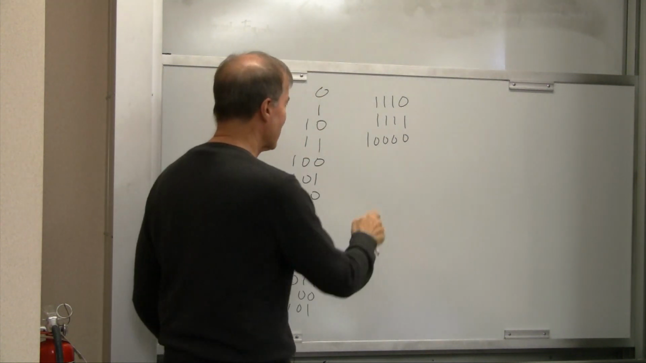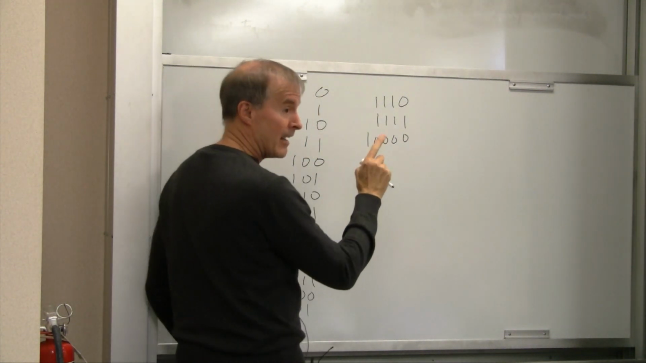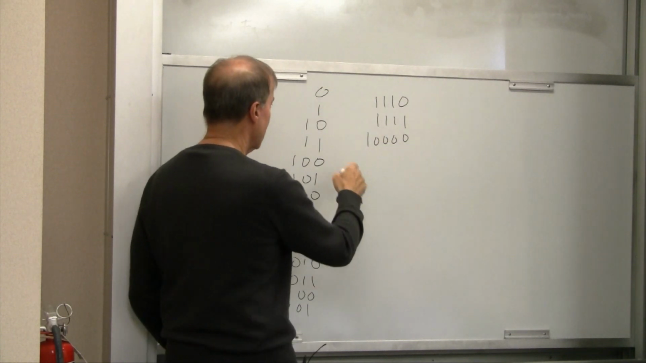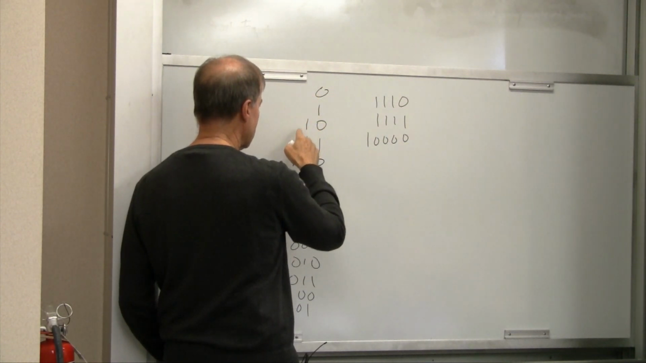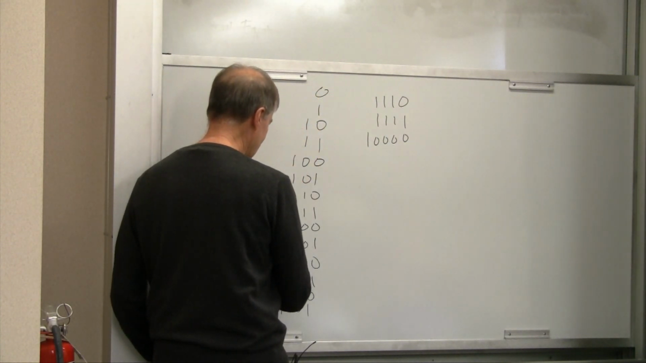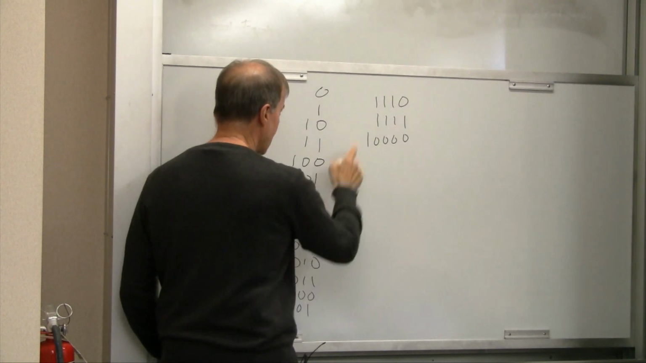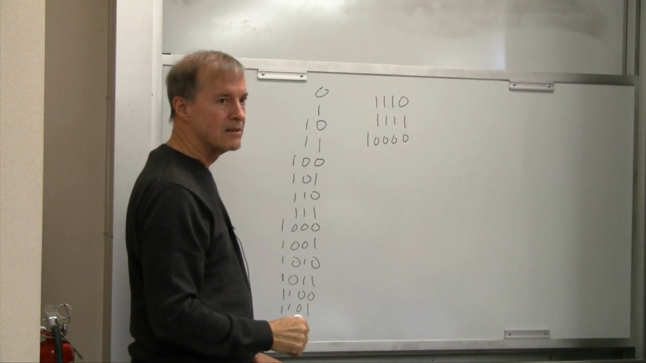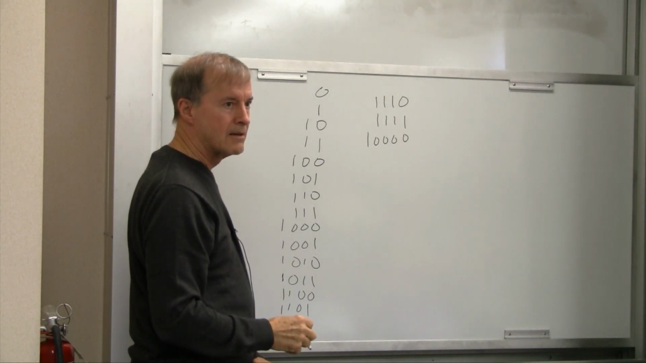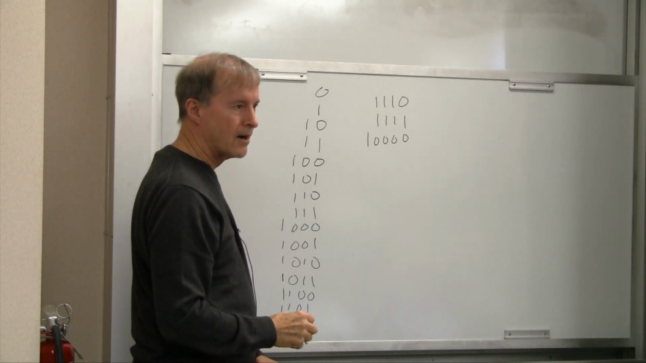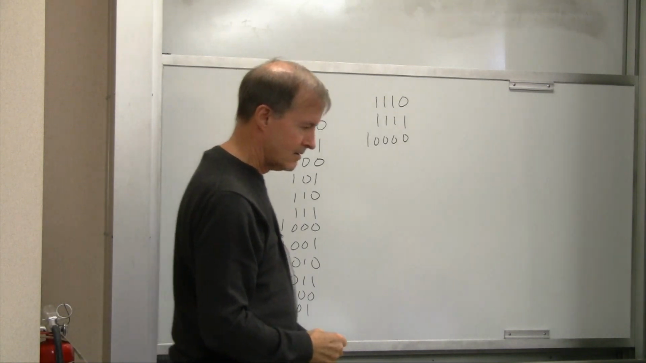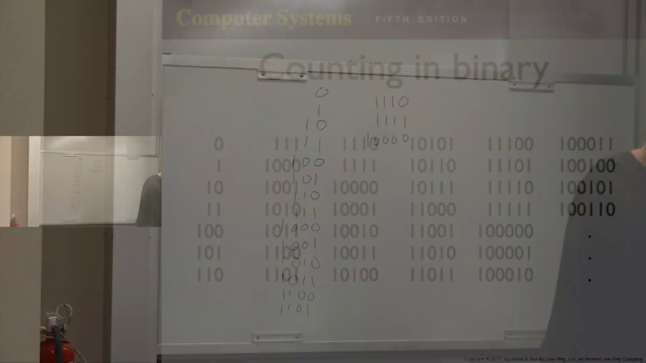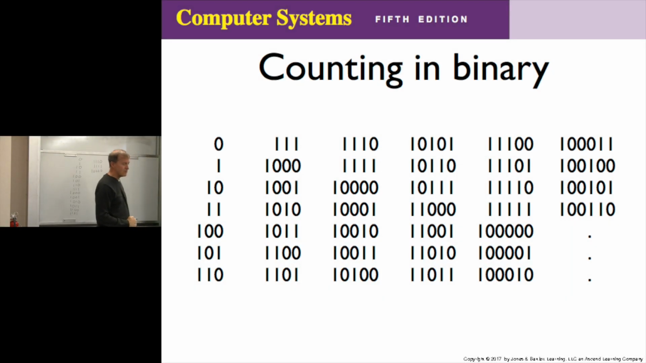By the way, this is not 10,000. What is it? Well, if this is 0, 1, this must be 2, 3, 4, 5, 6, 7, 8, 9, 10, 11, 12, 13, 14, 15. What number is this? 16. Are you with me? So here's how you count in binary.